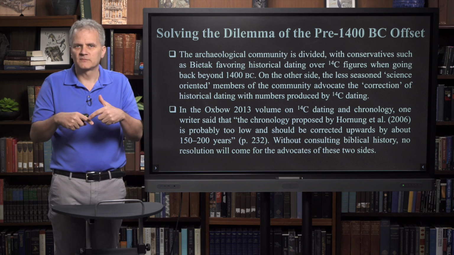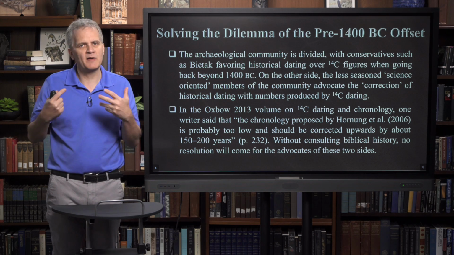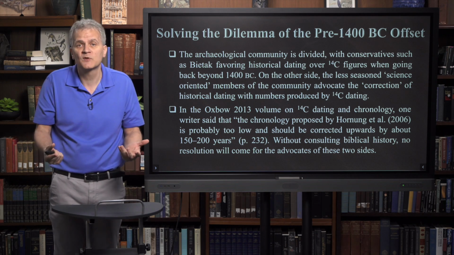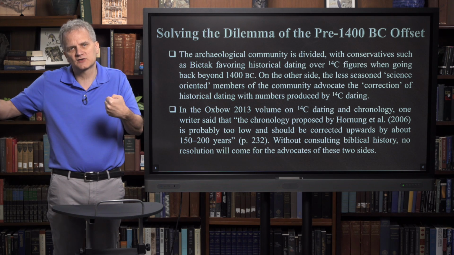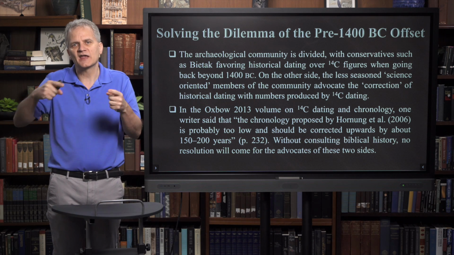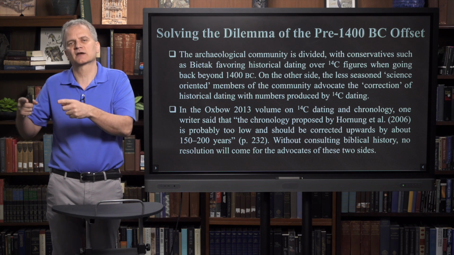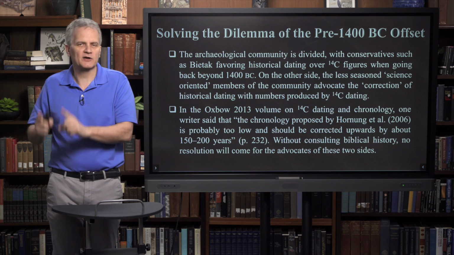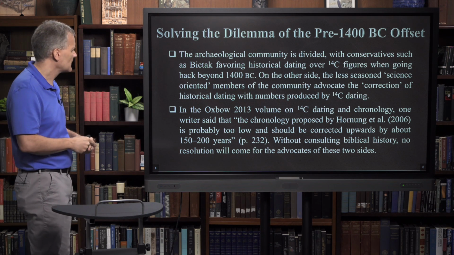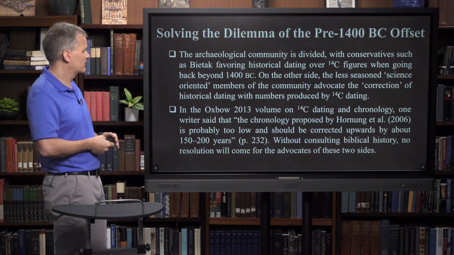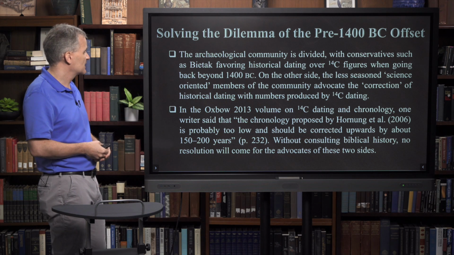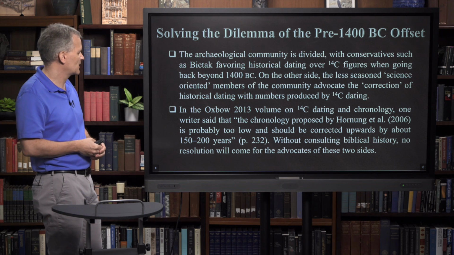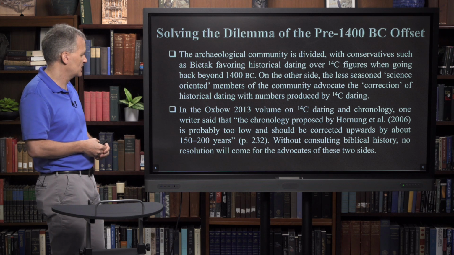But seasoned scholars such as BTOC scream out and say, no, we just can't do that. You can't just wipe away. You can't just extend time as you go back in history to fit this evidence when the evidence consistently contradicts what we know to be true from archaeological historical dating. In the Oxbow 2013 volume on carbon-14 dating and chronology, one writer said that the chronology proposed by Hornung and other scholars in 2006 is probably too low and should be corrected upwards by about 150 to 200 years.